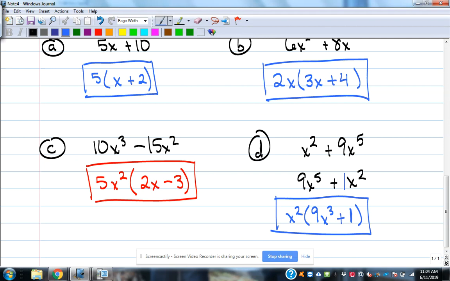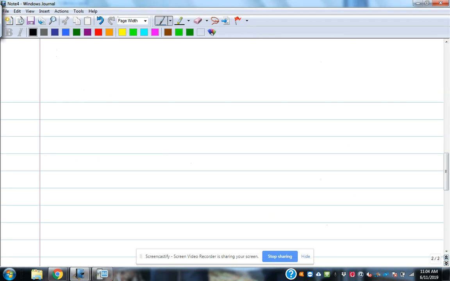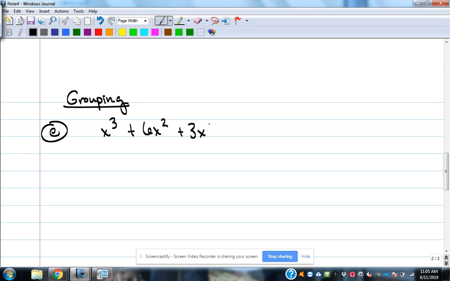All right, let's look at grouping. Okay, so I'm going to subtitle this here with we're going to use grouping here to try to help us factor some polynomials. Okay, so same idea as before. We want to find descending order. We got to have that first, and then we're counting terms. Okay, so let's say we had x to the 3rd plus 6x squared plus 3x plus 18.